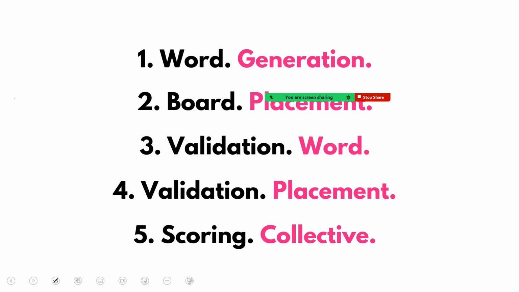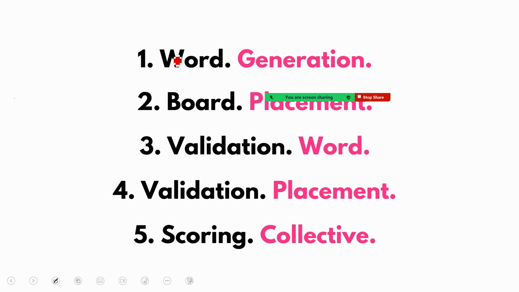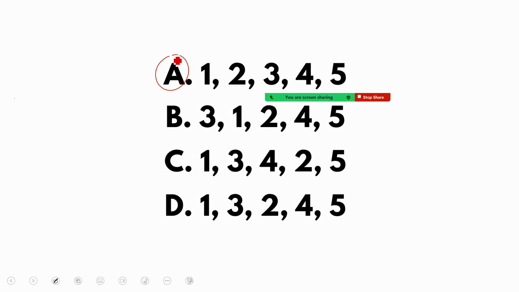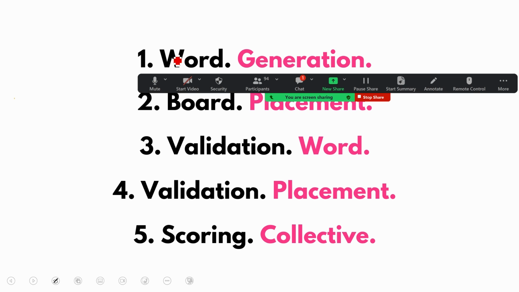To your mind, what is the right sequencing? In what order should this work? So A is basically, okay, do the word generation, then do the placement, then do the validation, then do the, what was it? Sorry, go back. 1, 2, 3, 4, 5. So word generation, word placement, word validation, placement validation, and scoring collection, right? 1, 2, 3, 4, 5. What is the right sequence? So you've got choices A, B, C, and D. What is the right sequence? Take a minute and just write down the right sequence.